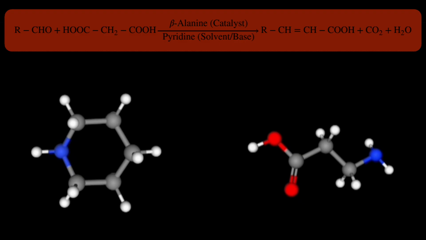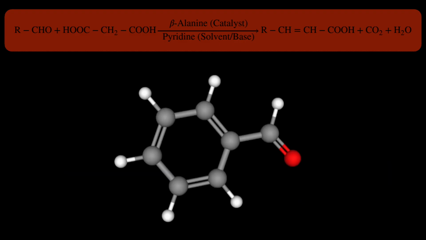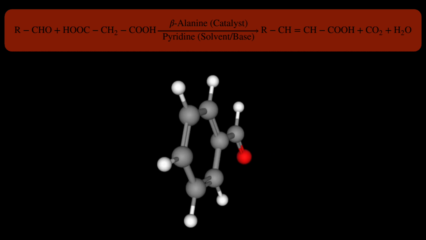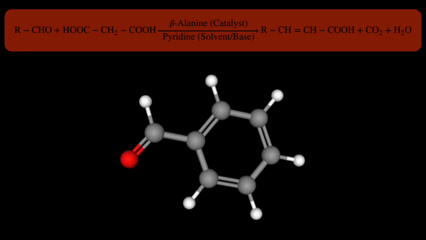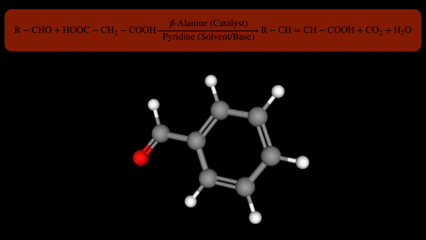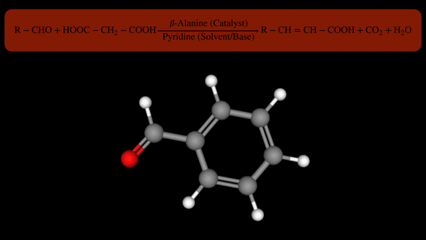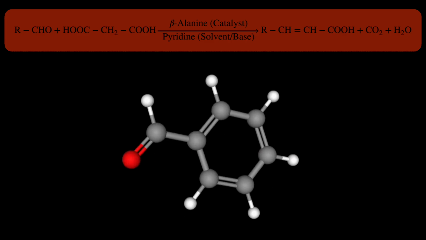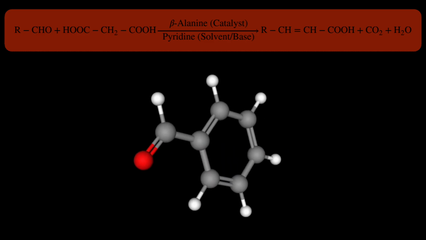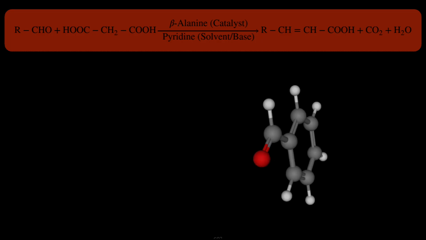The condensation. The nucleophilic malonic acid intermediate attacks the carbonyl carbon of benzaldehyde. This is an aldol-type condensation, the elimination of water, which is facilitated by the heat and the base, forming an alpha-beta unsaturated dicarboxylic acid intermediate. Finally, there is a decarboxylation.